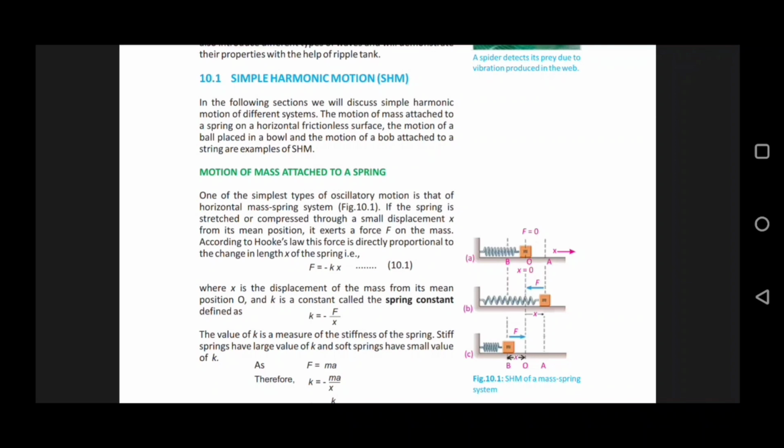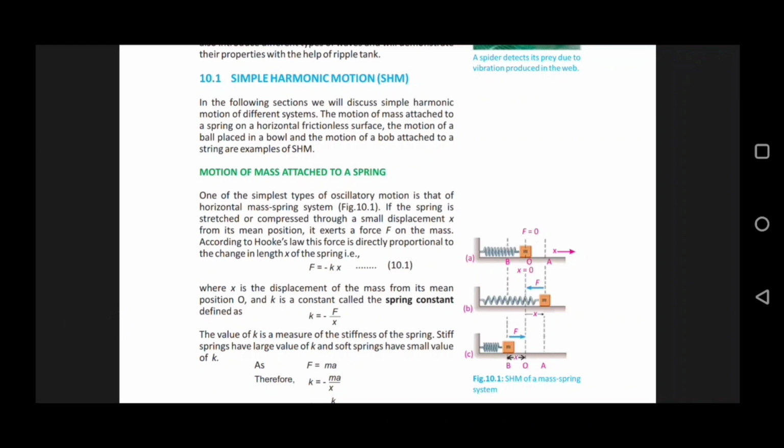Which means maximum or greater kinetic energy, because we know that kinetic energy is half mv squared, which is directly related to velocity or speed. If speed or velocity has a greater value, then kinetic energy will also be greater, which is related to the motion. So the body or mass will not stop; rather, due to inertia it will move to extreme position B. Hence at extreme position B the speed of the mass is 0, which means zero kinetic energy.